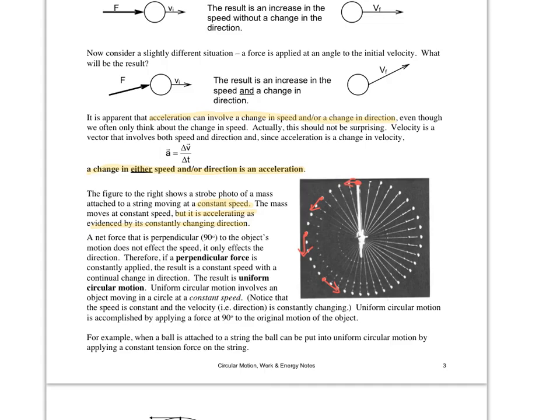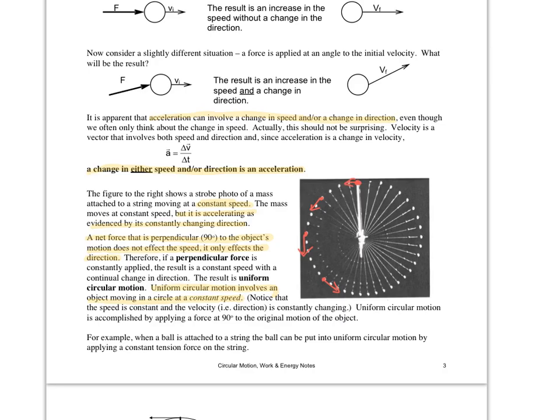Therefore, acceleration is constant. So we can say that a net force is perpendicular to its motion. A net force that is perpendicular to the object's motion does not affect the speed. It only affects the direction. Uniform circular motion involves an object in a circle at a constant speed. This perpendicular force here is the one that we are going to discuss at length in this topic.